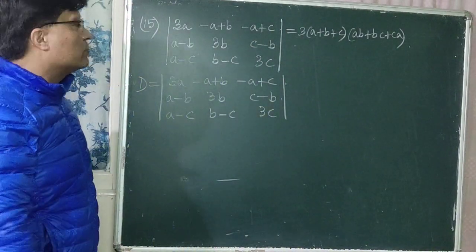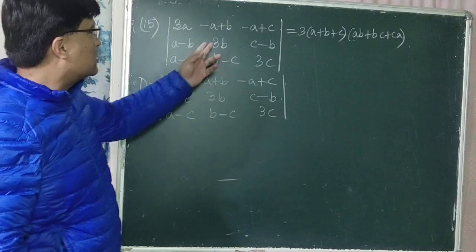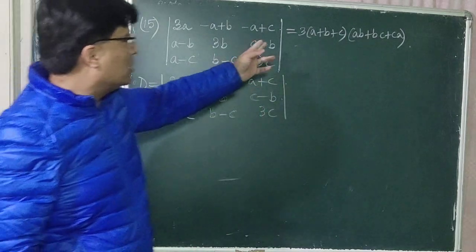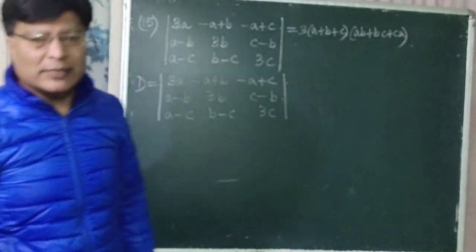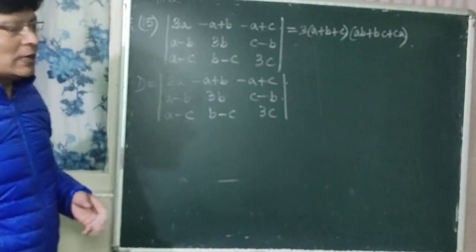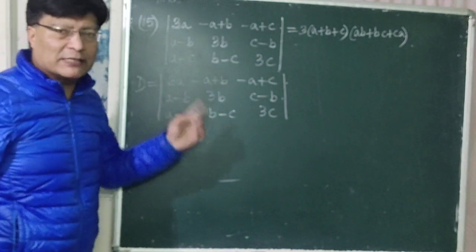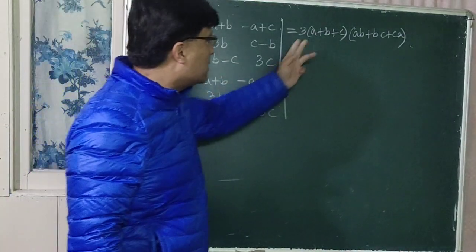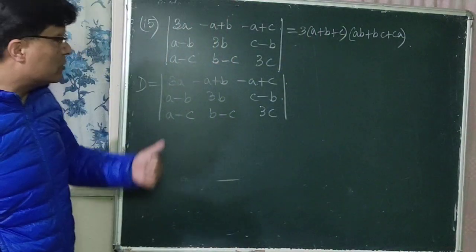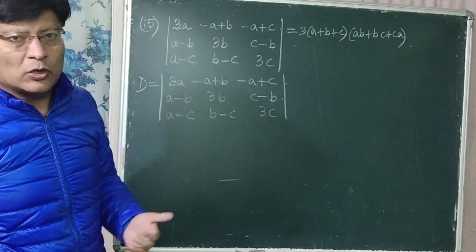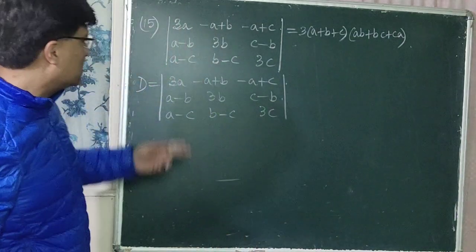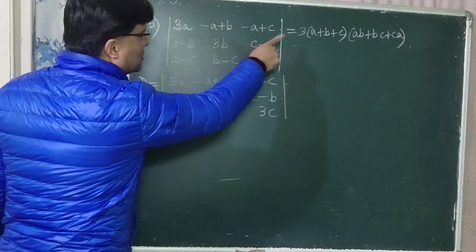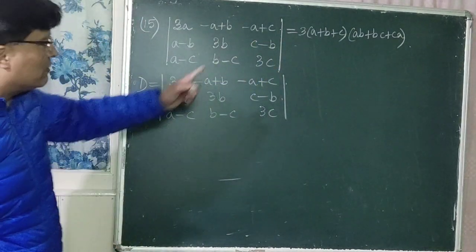So now we will do question number 15. You have to prove that the left hand side is equal to the right hand side. What is there on the right hand side? 3 into a plus b plus c into ab plus bc plus ca. So I have already written down the left hand side, that is D is equal to the left hand side. Now considering this right hand side, you have to simplify this determinant, or you may use the properties in this determinant, right?